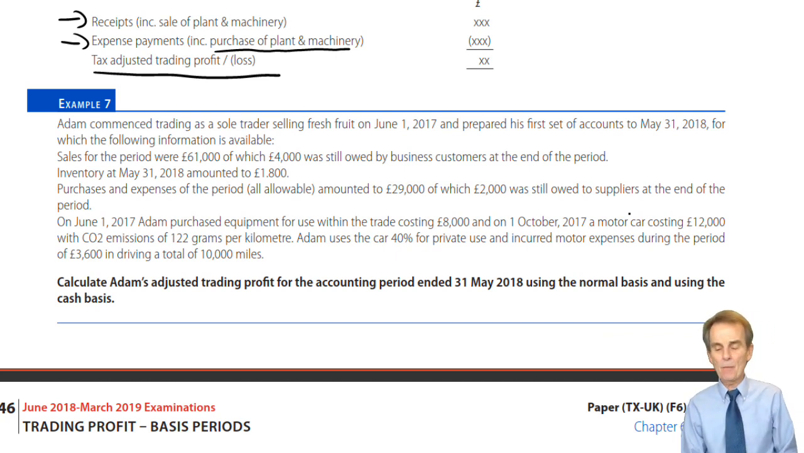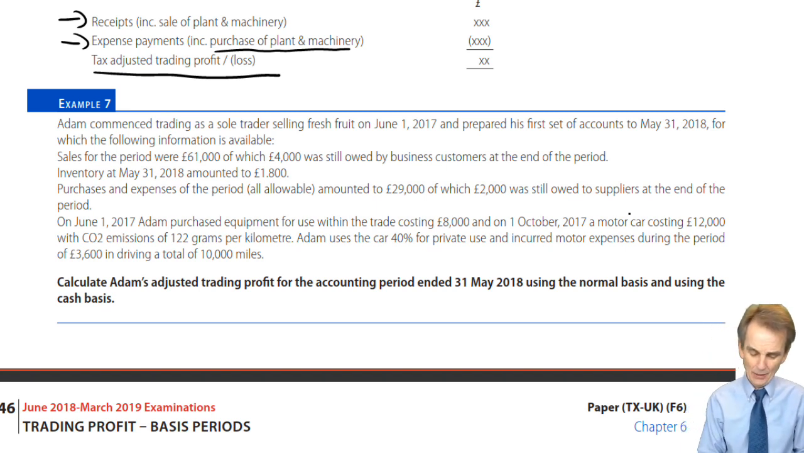In essence, the main thing that needs to be recorded, any payments going out, any receipts coming in. Your basic cash book and bank statement will give you that information, of course. You've got your payments, you've got your receipts, and then a record of business mileage. And that is going to allow you to be able to determine the tax-adjusted trading profit.